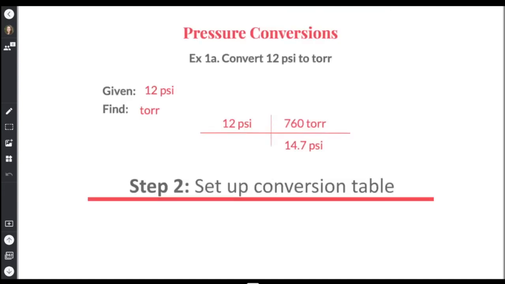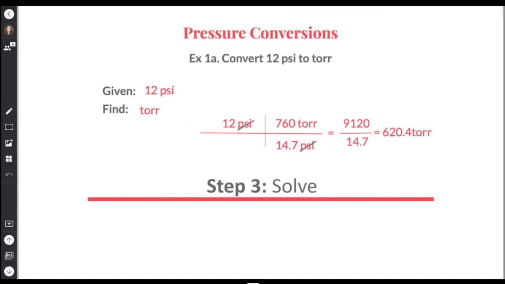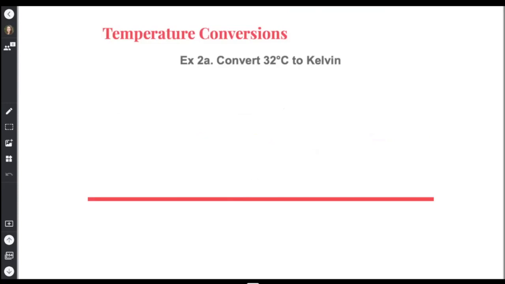All right, next slide, working through this, and this is in your notes in case you need to go back over it. Multiply across and divide. So 12 times 760, 9,120, divided by 14.7. And so 12 psi is equal to 620.4 torr. All right, questions? And then we did our Celsius to Kelvin conversions. What do I do? Add 273. Add 273, all right?